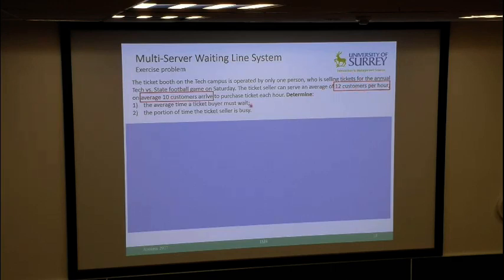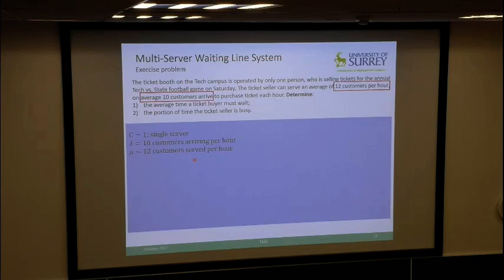It looks like it's going to be a stable system, because we can serve more customers than are arriving. And it's a single server because we only have one person, so C equals 1. We have 10 customers arriving per hour, and 12 customers can be served per hour. This is all we know.